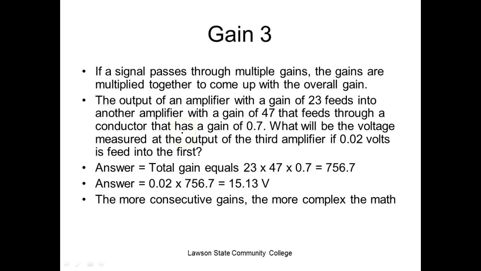So here it says the total gain would be... here's a system we got, and you just multiply them together, even attenuations. It says 23 feeds into another amplifier that has a gain of 47, feeds through a conductor that has a gain or attenuation of 0.7, and we just multiply them all together to get our wattage. Because it's less than 1, it's actually an attenuation. So if it's got a fractional gain, that means it's actually a loss, right? You understand? If it's got a whole number gain, then it's a true gain. Everybody okay?